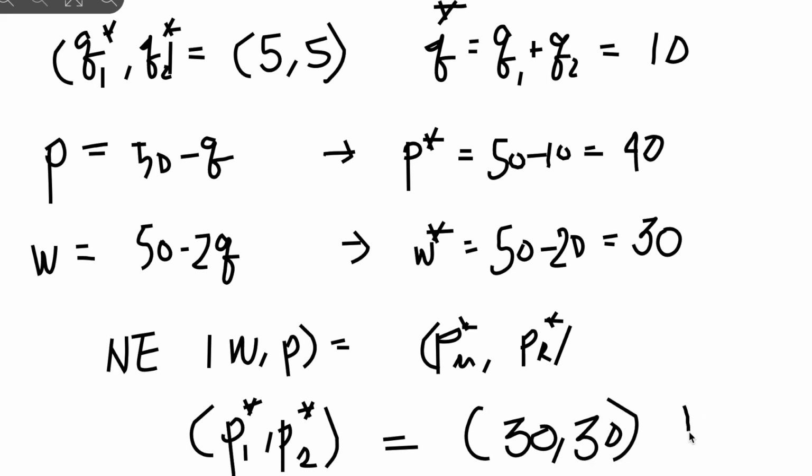And we can say, oh, W star is, it's not 30, right? It's 40 and 40. Each charge is 40, and W star equals $30. Okay, so let's move on to the profit side.